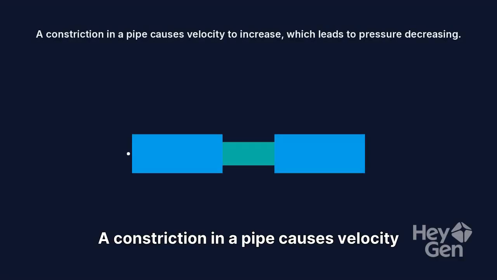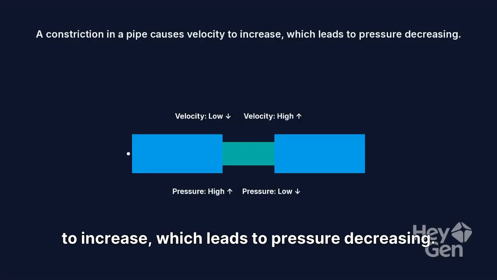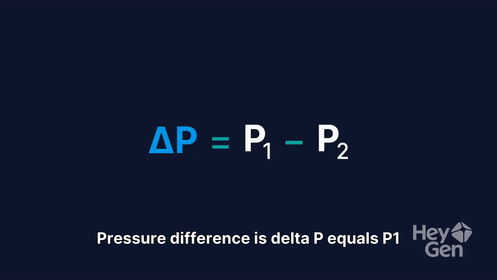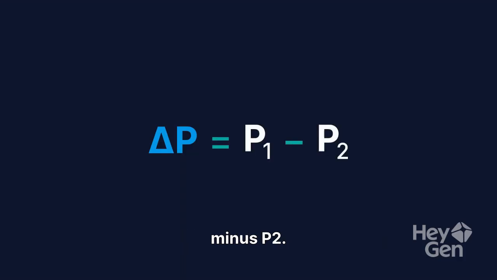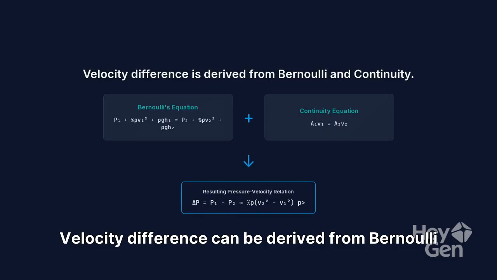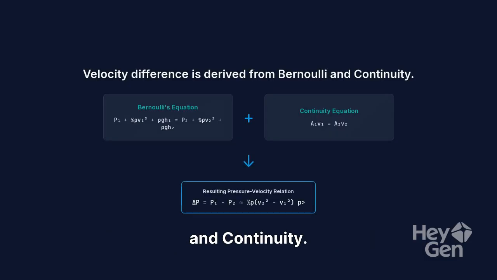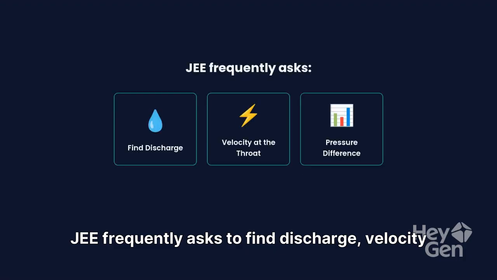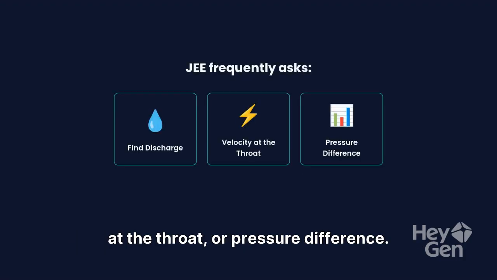A constriction in a pipe causes velocity to increase, which leads to pressure decreasing. Pressure difference is delta P equals P1 minus P2. Velocity difference can be derived from Bernoulli and continuity. JEE frequently asks to find discharge, velocity at the throat, or pressure difference.